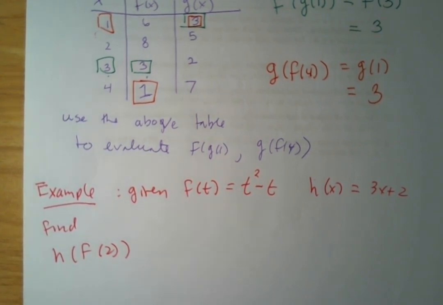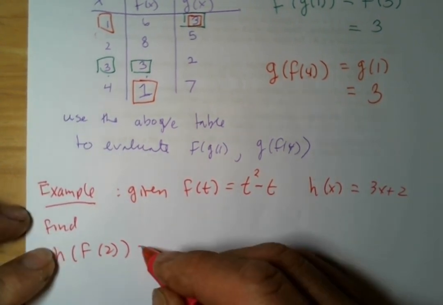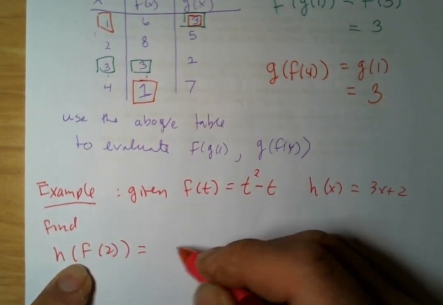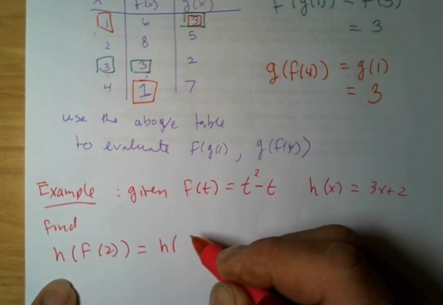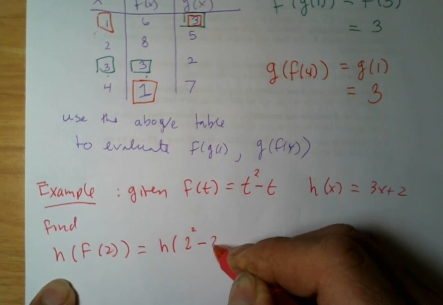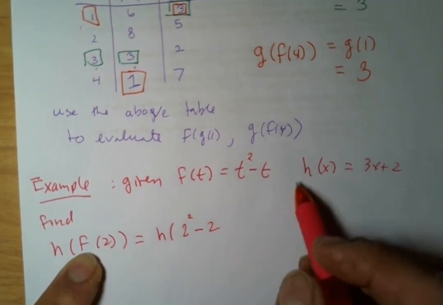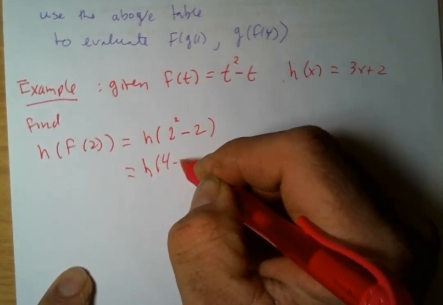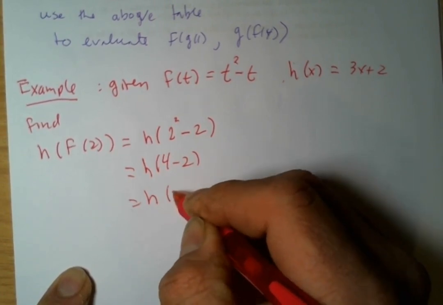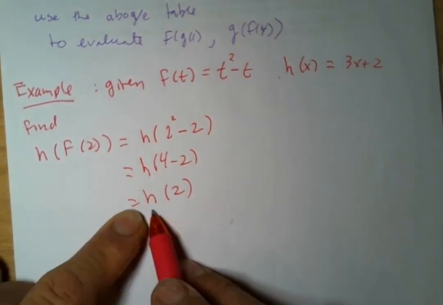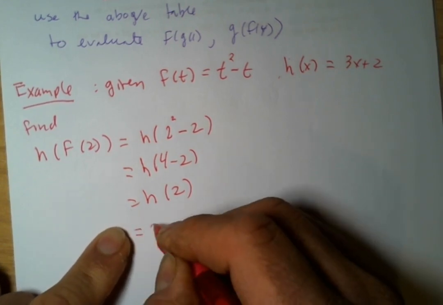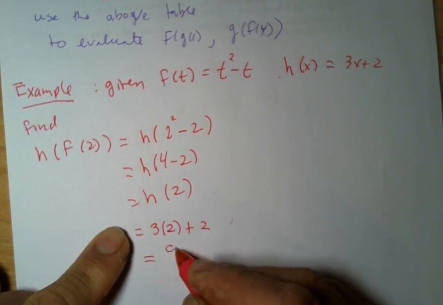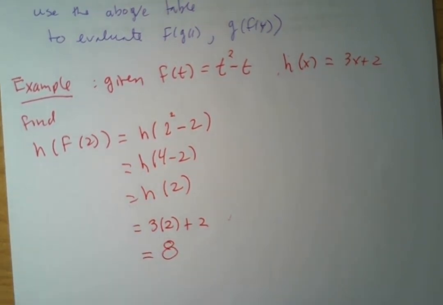All right. Okay. So the way we would approach this is we'll start again with our inner function, f of 2. So given f, plug in 2. Now the h doesn't go away, it's still out here. We'll plug in 2 wherever we see a value of t here. Okay, so that's h of 4 minus 2, h of 2. And now we go with our outer function h and plug in a value for 2. So we get 6 plus 2. That is 8. And that is h of f of 2.